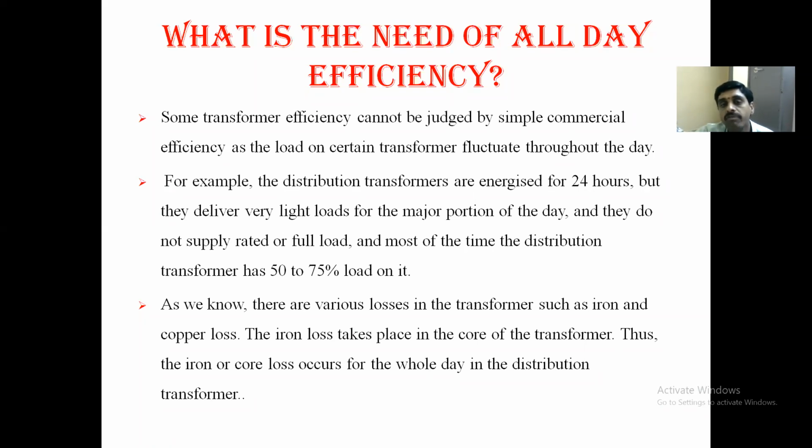As we know, there are various losses in the transformer, such as iron loss and copper loss. Iron loss takes place in the core of the transformer. So iron loss or core loss occurs for the whole day. That means, irrespective of the load, iron or core losses are constant. They will be there throughout the day. What is varying? Copper loss. It depends upon the load. Depending upon the load variation, copper loss varies.